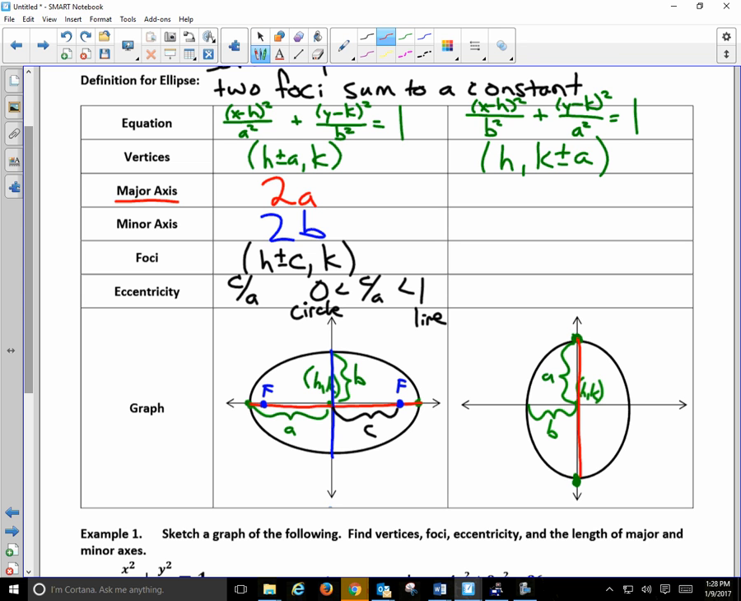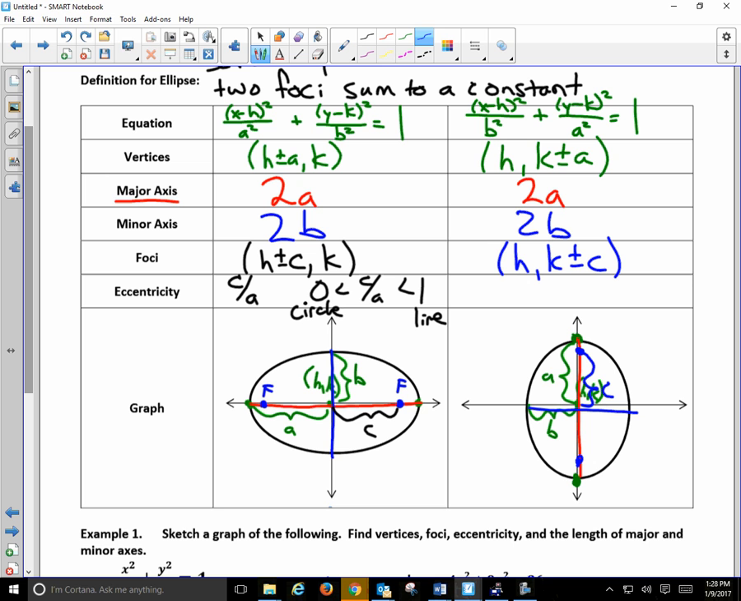What's the length of that major axis? What's the length of the minor axis? And again, C is going to be the distance that the focal points are from the center. So it's C units away, so that will affect the K value. So we have H and then K plus or minus C. And eccentricity is the same.